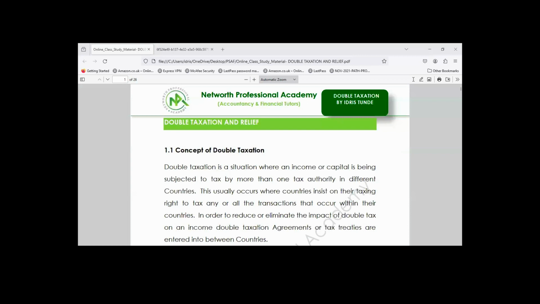So the topic is double taxation and double taxation relief. Let's start. What is double taxation? Double taxation is a situation whereby income or capital of an individual and company is subjected to tax from more than one tax authority in different countries.